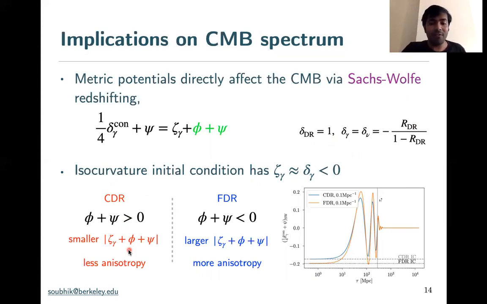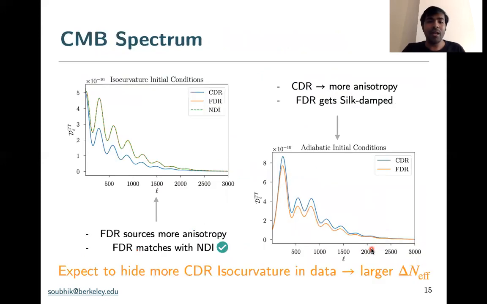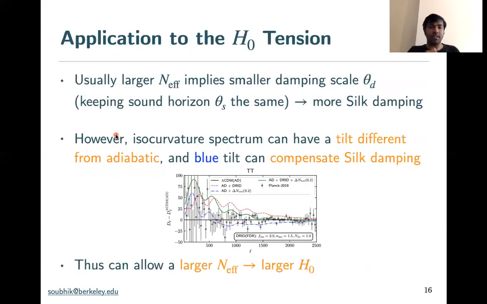However, for FDR, phi plus psi is negative, and so is zeta gamma. Therefore, you have a larger magnitude of this quantity, and therefore you have more anisotropy. This is also reflected in the figure over here. But then you can also see it in the final CLTT spectrum as well. Here I'm plotting the spectrum for both CDR and FDR, and you indeed see that FDR gives rise to larger anisotropies. It also shows that NDI matches with FDR, which is a sanity check for our setup.